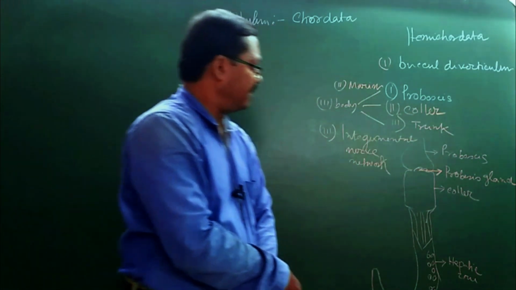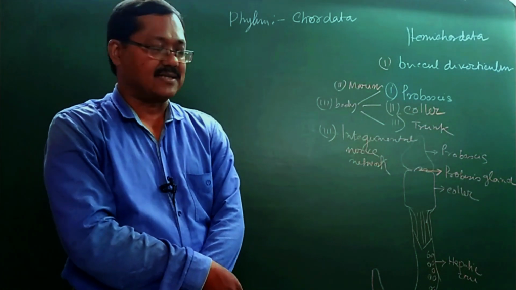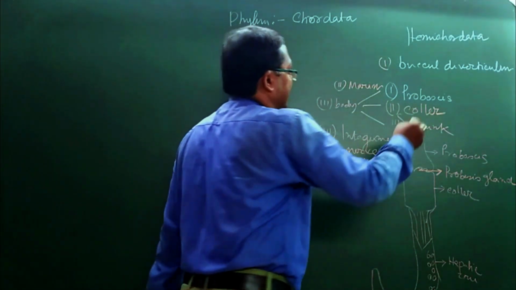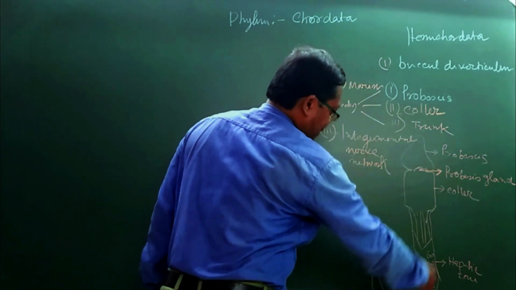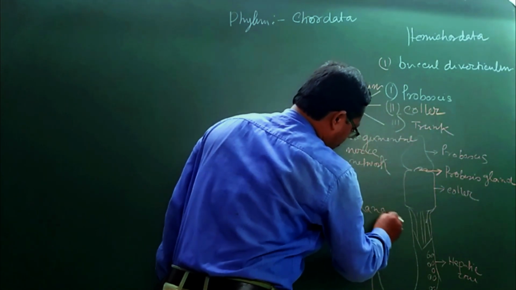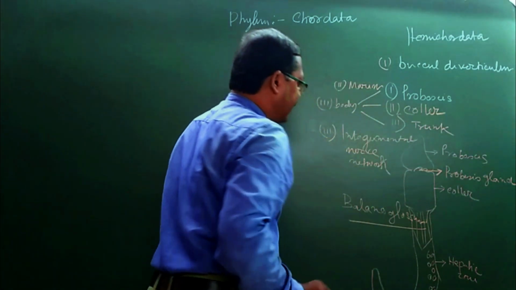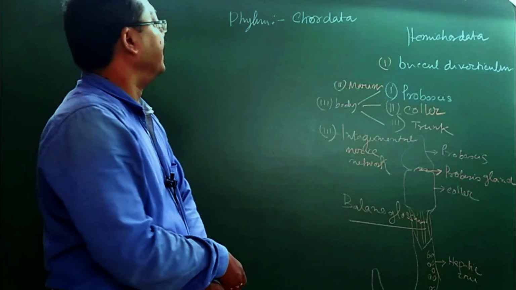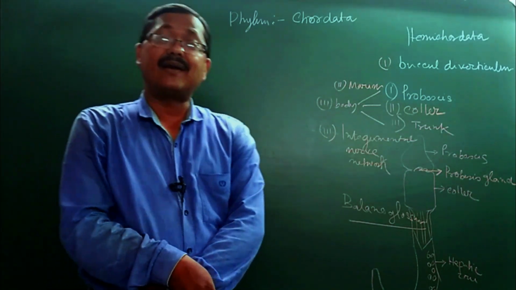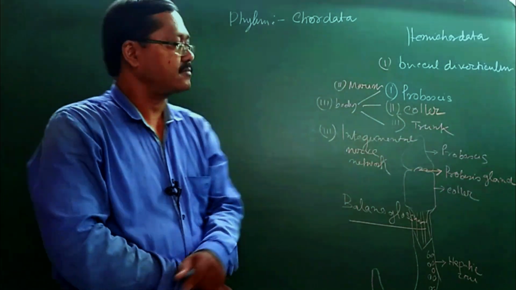This is a very simple example of the phylum Hemichordata, and the genus is Balanoglossus. This is a picture of Balanoglossus. This is the connecting link, the connecting phylum between Chordata and Echinodermata. Then our main topic is Chordata.